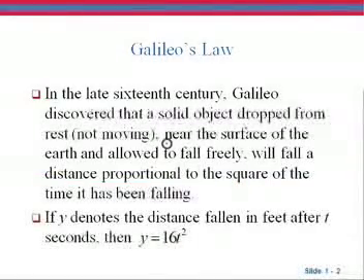Before we talk about speed, let's remember Galileo's law. In the late 16th century, Galileo discovered that a solid object dropped from rest, not moving, near the surface of the earth and allowed to fall freely will fall a distance proportional to the square of the time it's been falling. If y denotes the distance fallen in feet after t seconds, then y equals 16t squared. We'll use this formula for our next problem.